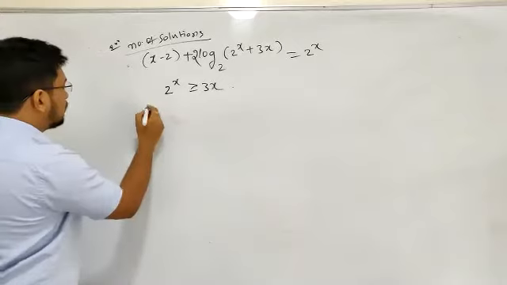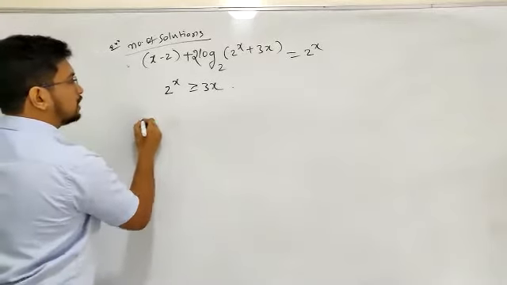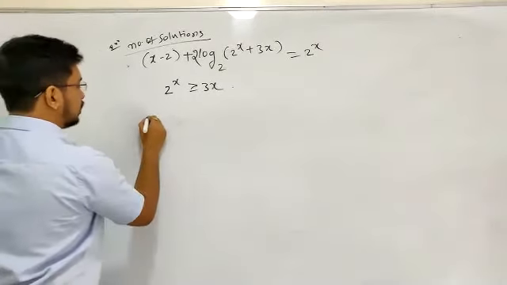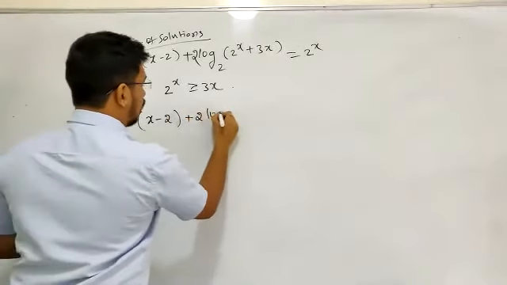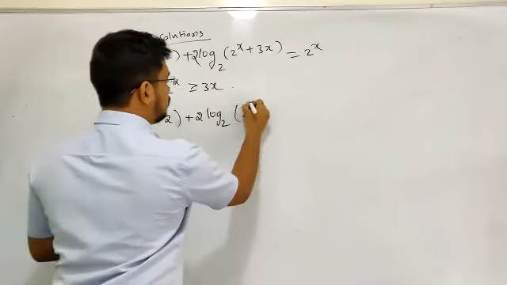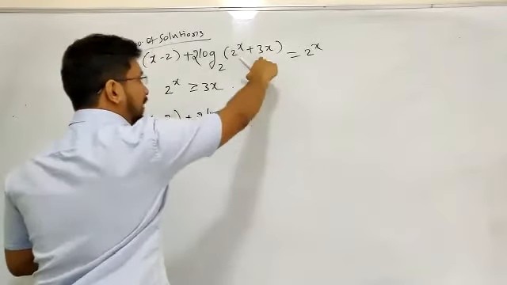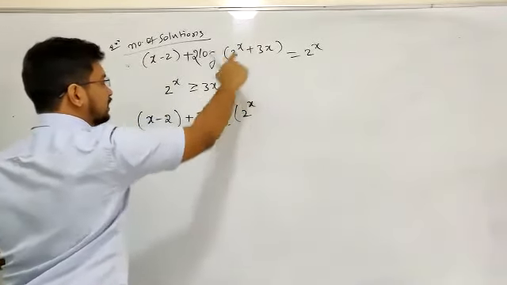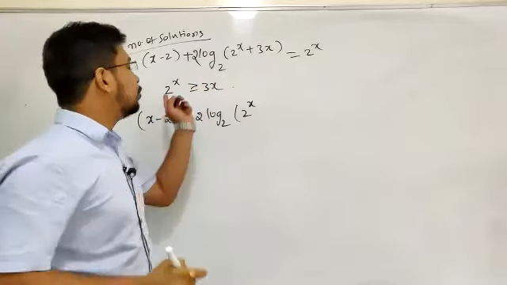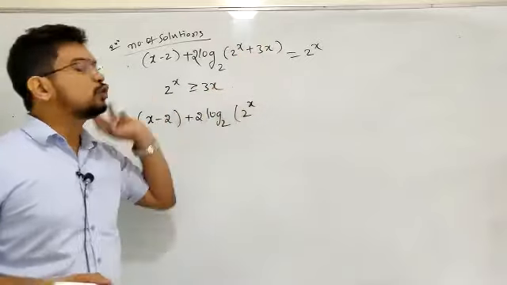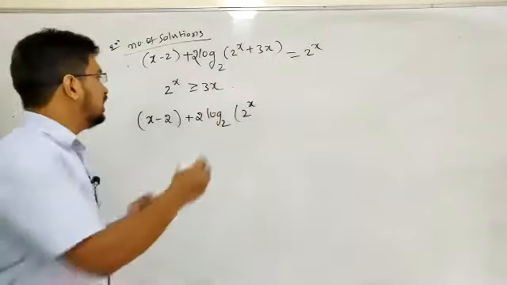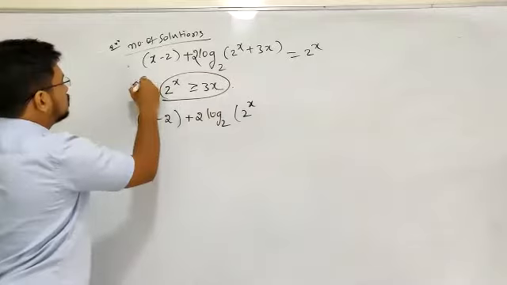So from this, what will you be getting? You will be getting something like this: x minus 2 plus 2 log 2, this is 2 power x. But in place of 3x, since 2 power x is greater than or equal to 3x, I'll replace this 3x with 2 power x. Let us assume this condition.